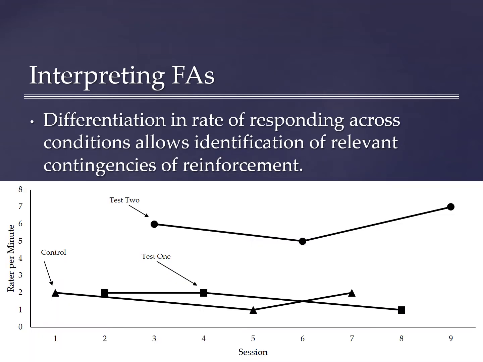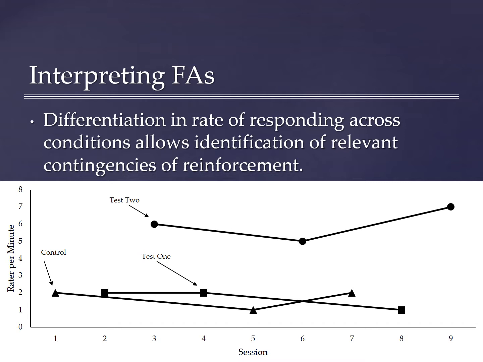As stated previously, functional analyses typically use a multi-element design. Return to your notes from measurement and research methods to review how multi-element designs are implemented. Remember that they are also called alternating treatments designs. What we want to see is differentiation in rate of responding across the conditions of the functional analysis. This allows identification of relevant contingencies of reinforcement.